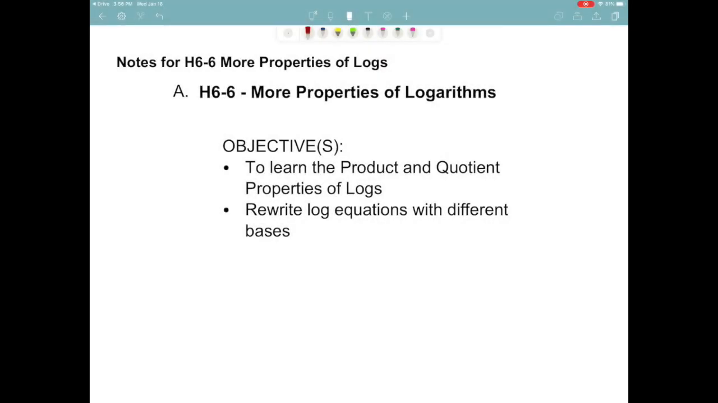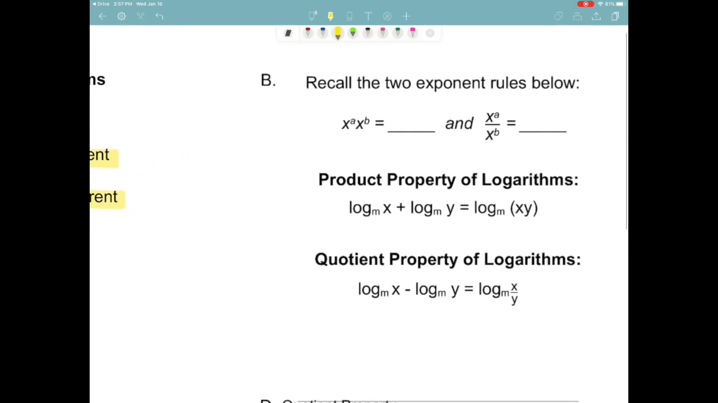Hi, these are the notes for H6-6, more properties of logarithms. In this section, we're going to talk about a couple new properties. We're going to talk about the product and quotient properties of logs. We're also going to rewrite logs with different bases. Let's jump right on in.